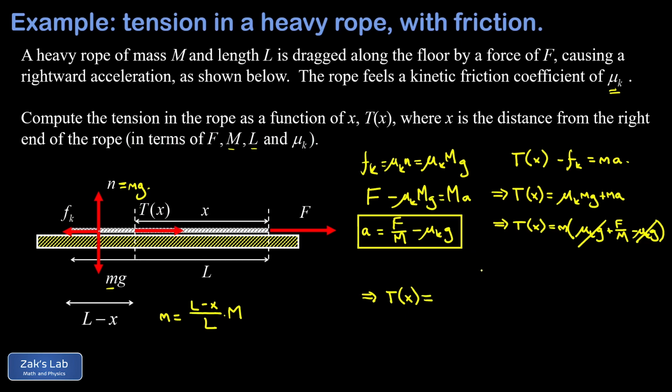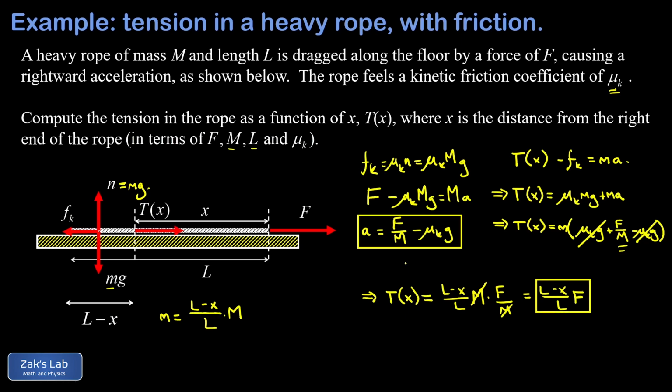We replace m with L minus x over L, multiplied by the total mass of the rope. And then we still have this term F over m from the parentheses there. And the big M's are going to cancel, and we get this really compact and elegant solution, L minus x over L, multiplied by big F, the applied force on this rope.